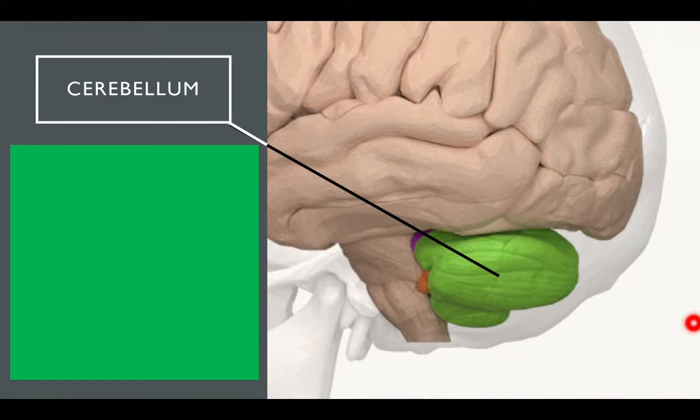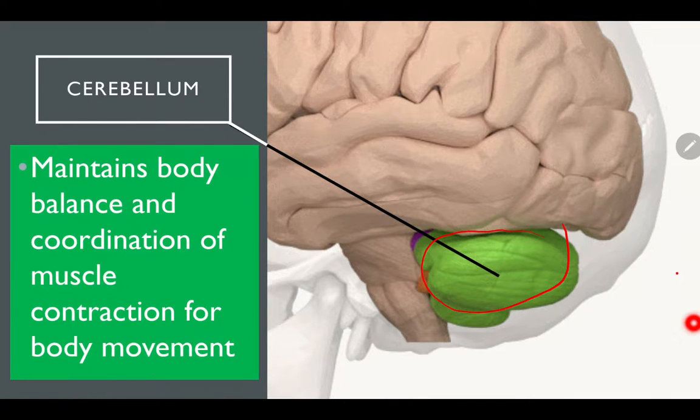Okay, the second component that makes up the human brain, the one that is located below the cerebrum, is the cerebellum. The one in green color. The function of cerebellum is to maintain the body balance. How to memorize the function: I would memorize balance L, cerebellum balance. The second function, coordination of muscle contraction for body movement, meaning that cerebellum controls the contraction and relaxation of the muscle, and the contraction and relaxation of the muscle enable the movement.